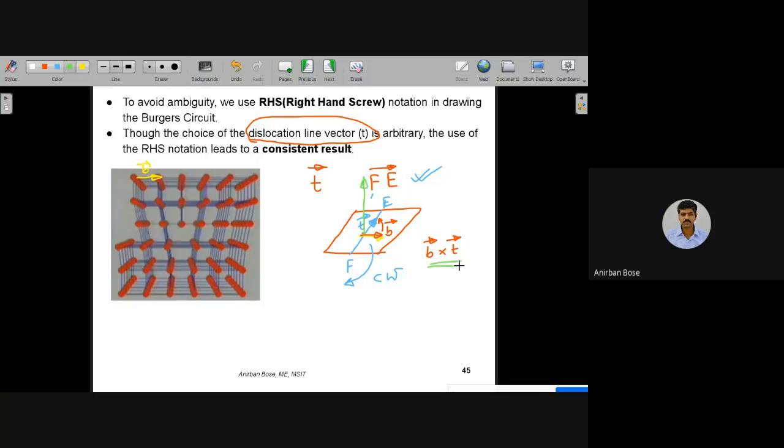Okay, now let us consider the reverse situation. Let us assume T in just the opposite direction. Let us consider T is not FE, but EF. If we assume T is equal to EF, then let us draw the slip plane again.